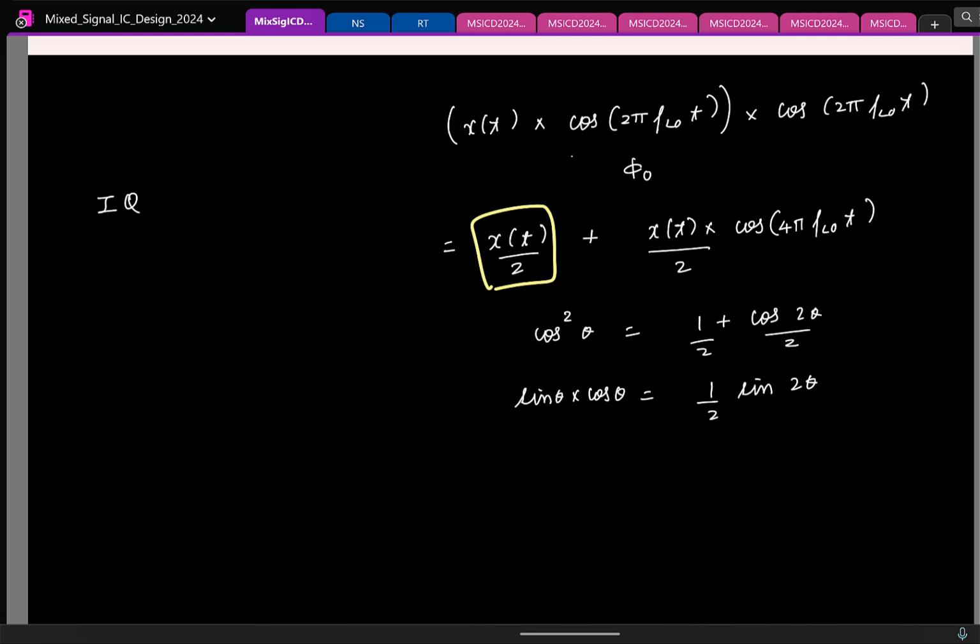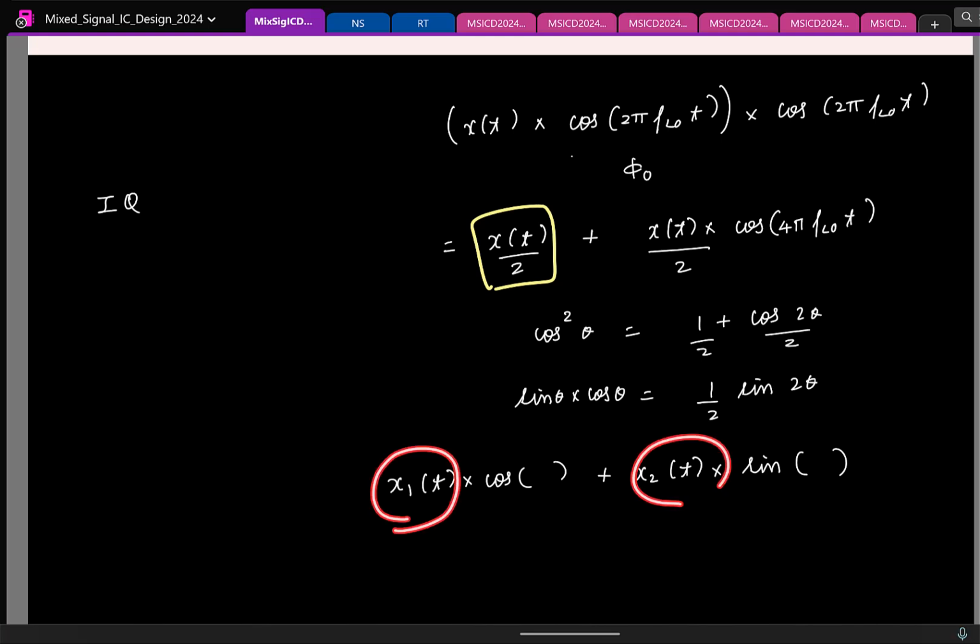So that's when people thought, what if I take x1, multiply with cos 2 pi FLO t, take the second signal x2, multiply with sine of the same frequency, add it up and send it. Of course, now if I look at it, it looks like I'll not be able to differentiate x1, x2. This is what you receive.